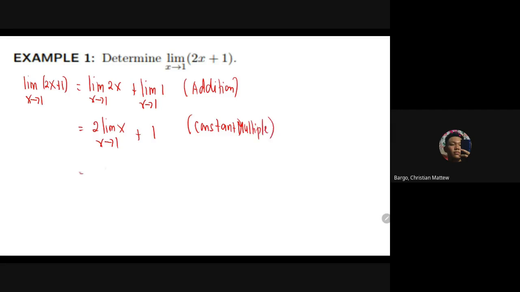So you can now substitute. The limit of x as x approaches 1 will be equal to 1 plus 1. This is the limit of x as x approaches c is equal to c. So I am writing at the right side of the solution the theorem that we use. So we have 2 times 1 is 2 plus 1. So we have there 3. Therefore, the limit of 2x plus 1 as x approaches 1 is equal to 3.